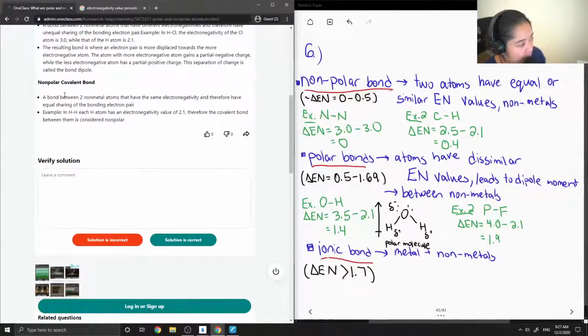For nonpolar covalent bonds, this is between two nonmetals that have the same electronegativity and therefore have equal sharing of the bonding pair. In hydrogen-hydrogen, they have an electronegativity value of 2.1, therefore the covalent bond between them is considered nonpolar. Yep, so this solution is correct.